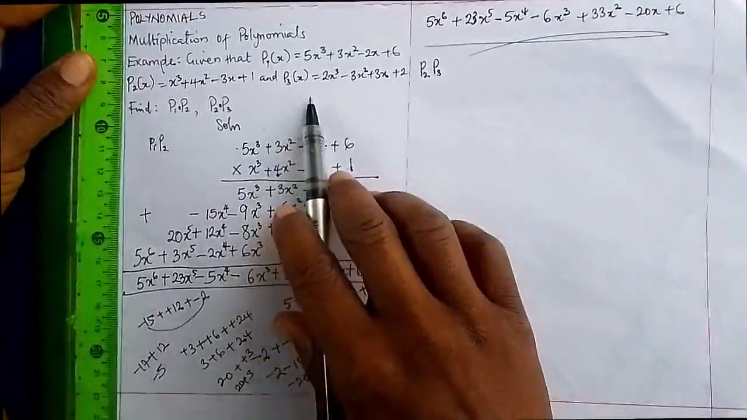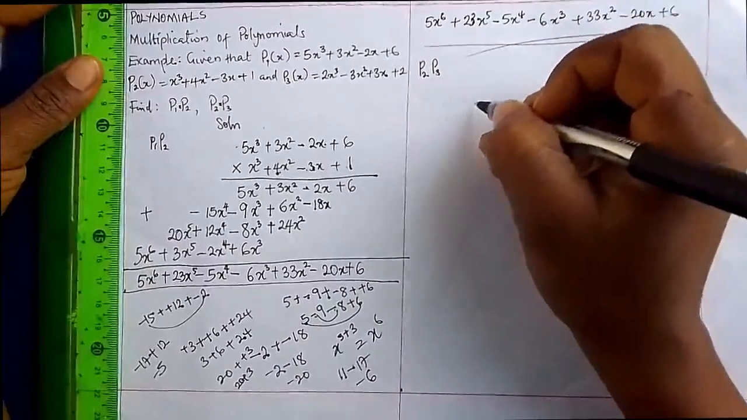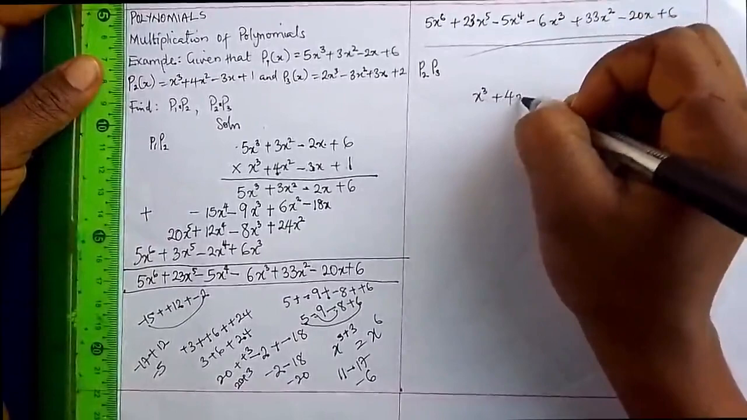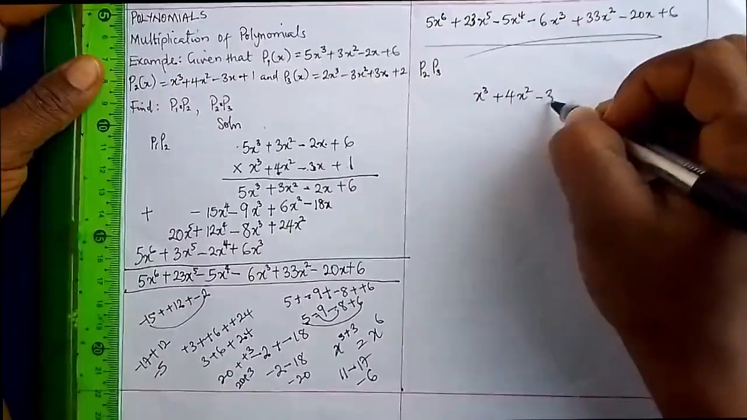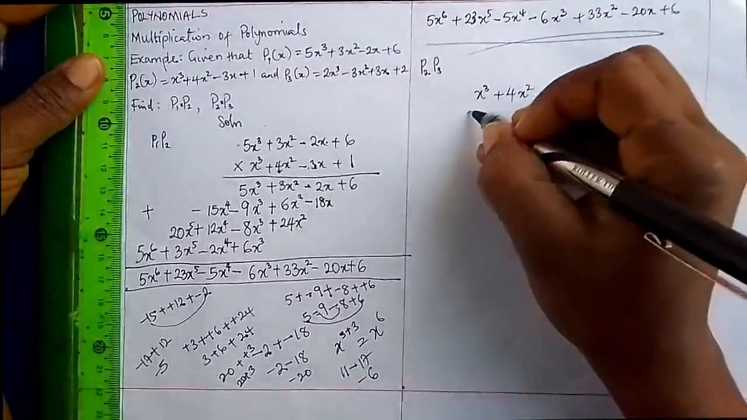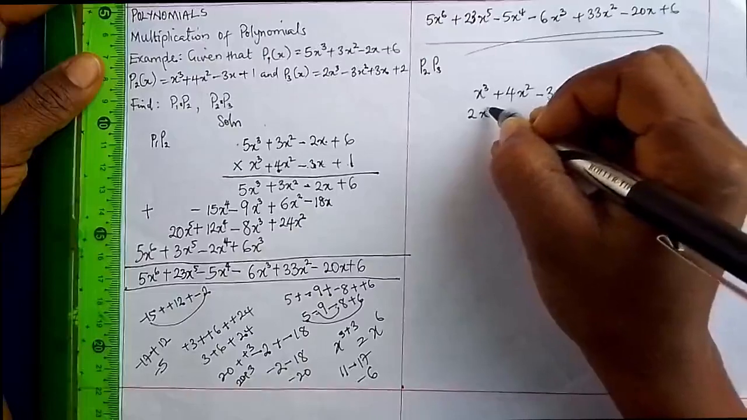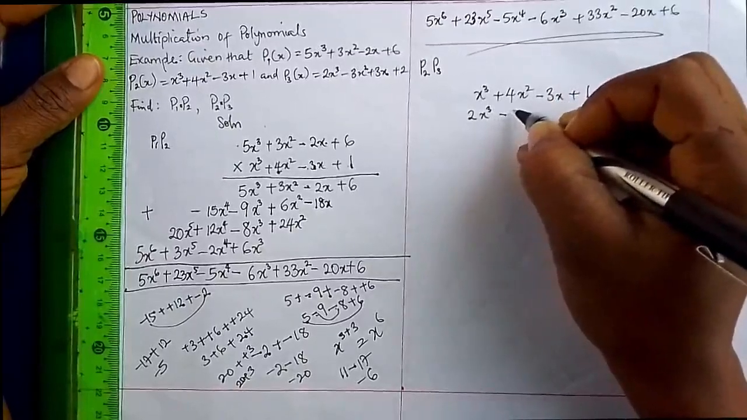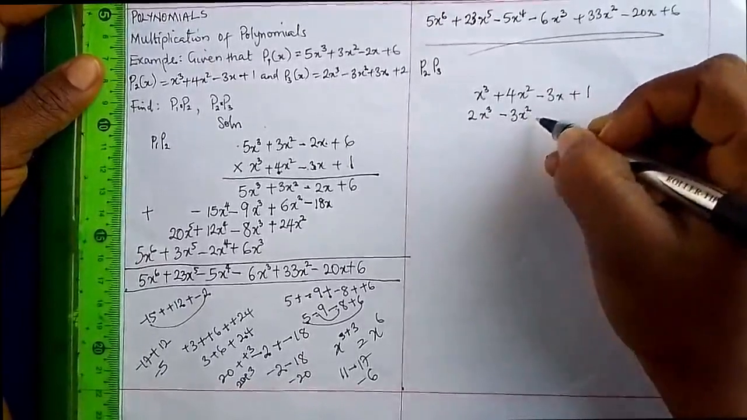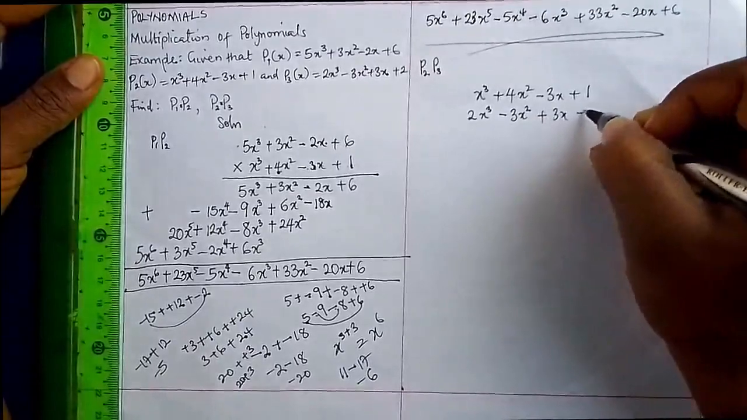Now, let's do the next one. P2 of x is x raised to the power of 3 plus 4x squared minus 3x plus 1. Then P3 of x is 2x raised to the power of 3 minus 3x raised to the power of 2 plus 3x plus 2.